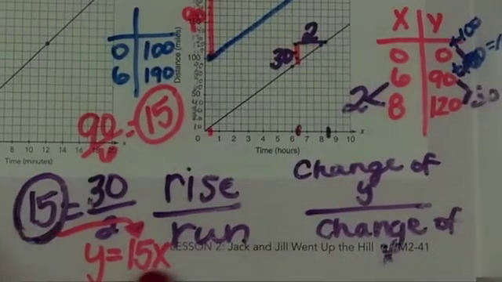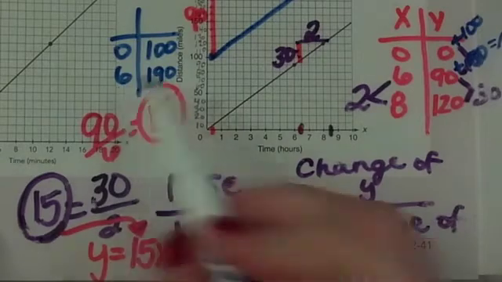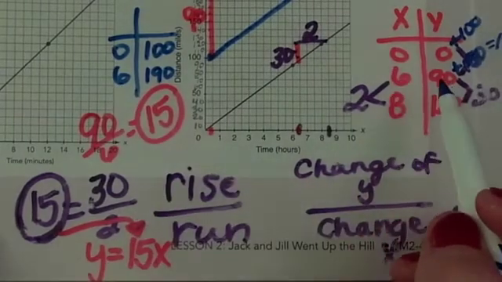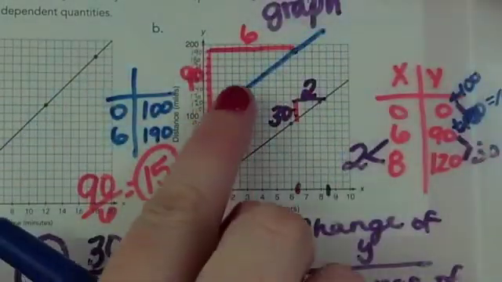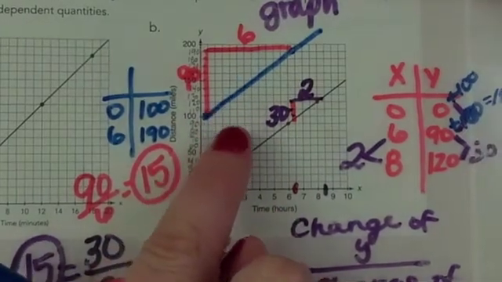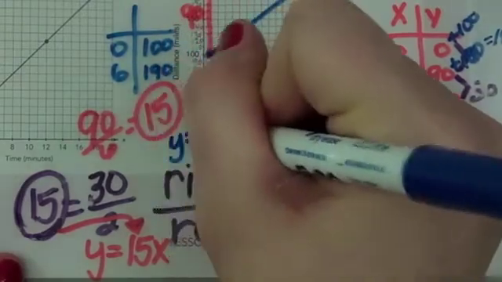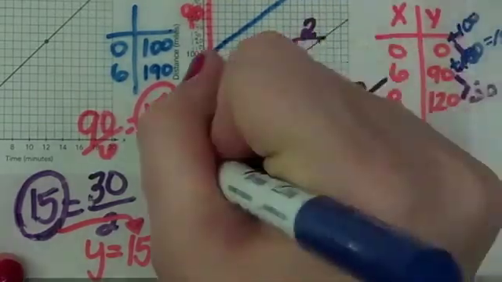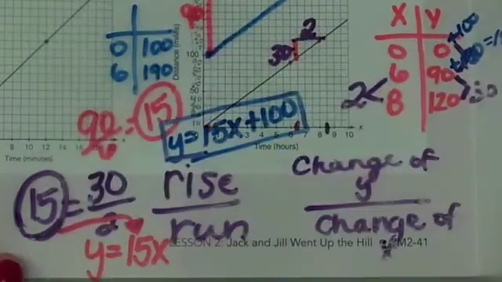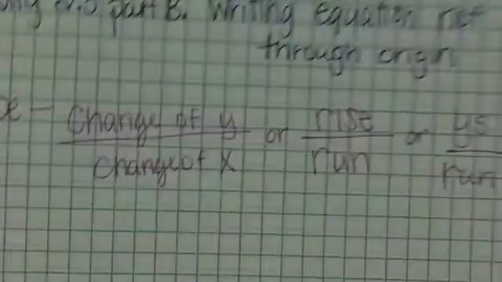So remember, these had the same rate. 15 times 6 gives you 90. But remember, we started 100 miles further up or further along. So remember, your equation, just like we did just a second ago, would be 15x plus 100, because they started further up. I know that's getting really messy, so that's why I'm going to write it in my notebook.